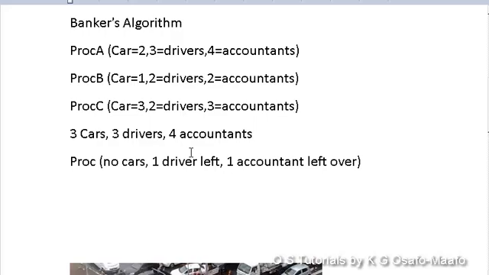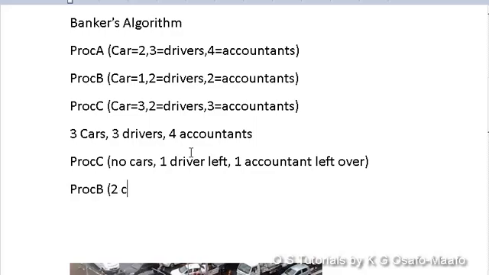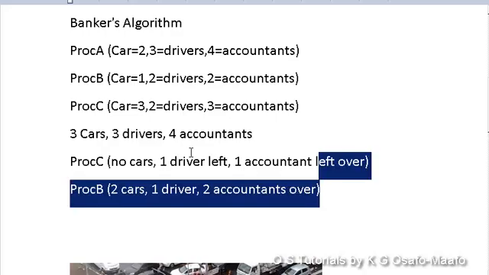And then process C can finish. If process C finishes and releases its resources, then we can tell process B to go ahead, right? Process B can then pick one car and leave two cars over, pick two drivers and leave one driver over, and pick two accountants and leave two accountants over, right? So anytime you look at the current distribution of things and you know that you can make progress, then you are in a safe state, right?